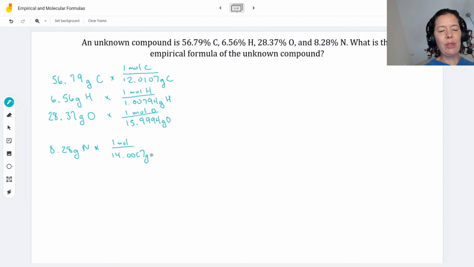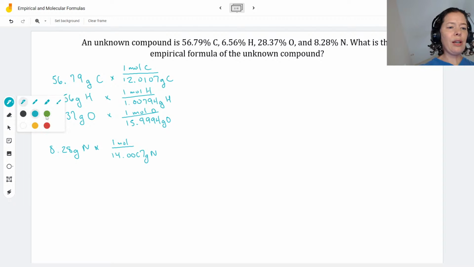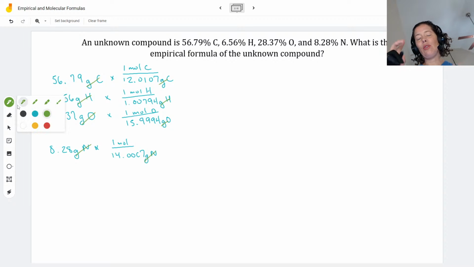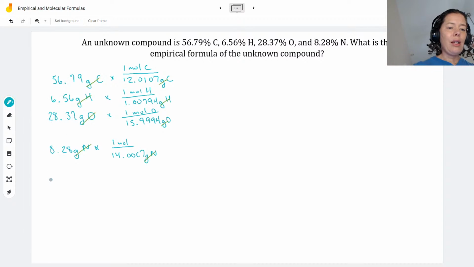0.0067 grams of nitrogen. And of course, I'll show this in different color. You want to make sure that you put these conversion factors in the right place. So my grams of carbon cancels out. So I'm left with moles of carbon, and the same with the hydrogen and the oxygen and the nitrogen. Again, when you're doing these conversions, it's really easy to accidentally flip-flop these conversion factors. Okay, let's get some numbers in.